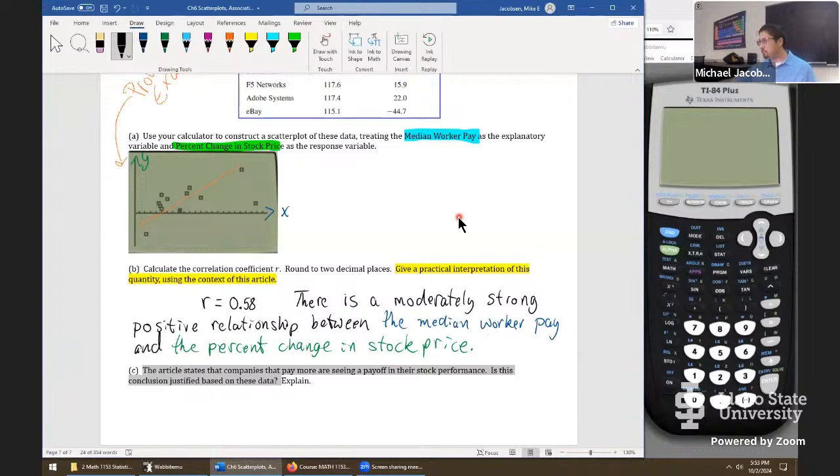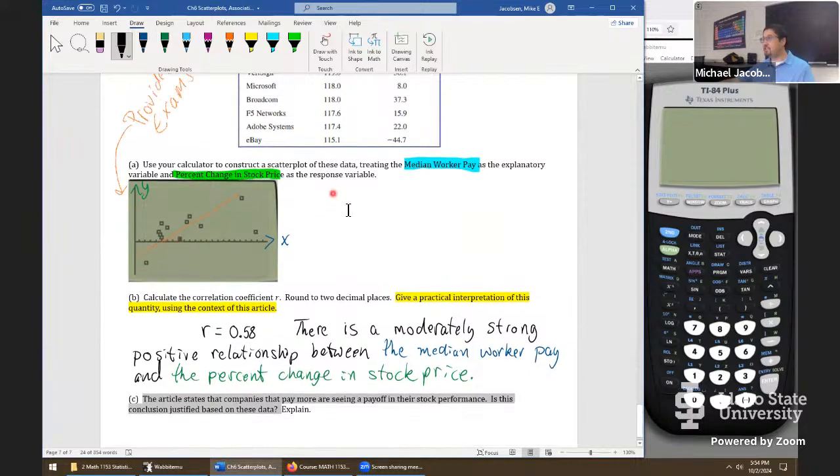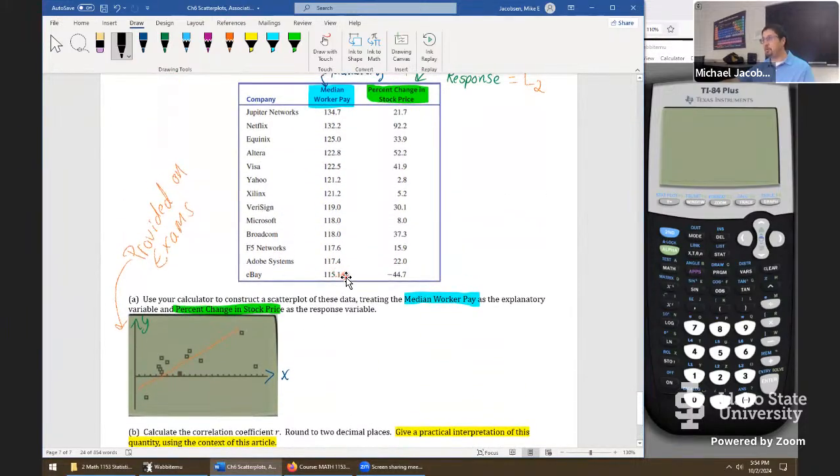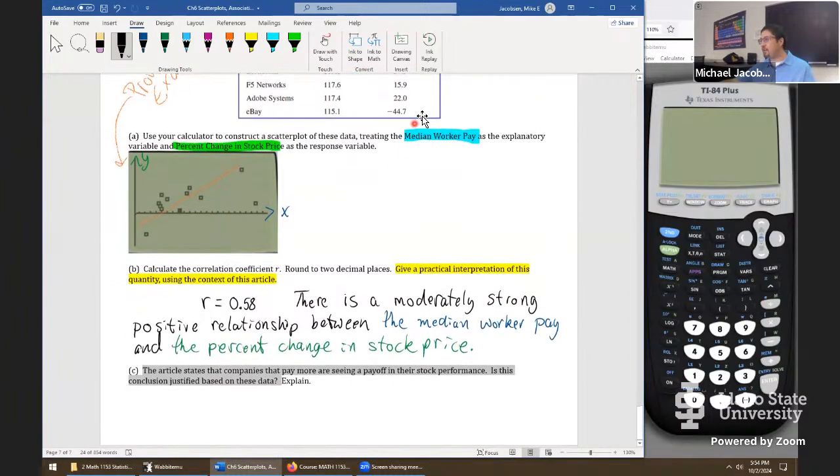Okay. Well, one thing you could say to this, the article says that companies that pay more are seeing a payoff in their stock performance. Maybe that's true, except you might say that there's an exception, right? These are the 13 highest paying companies, for example, but one of them, maybe that's the bottom of the list here, saw a huge decrease in the actual stock performance. But that was one value, just an outlier you would say on these data. So there's a lot of different kinds of responses you could give. But here's the response I'd be thinking about.